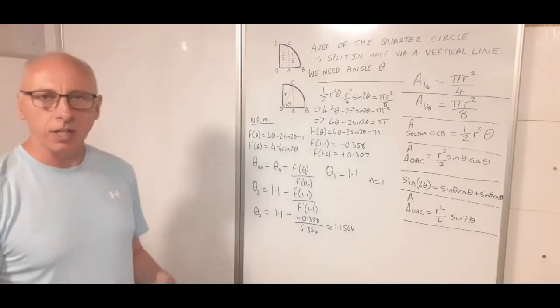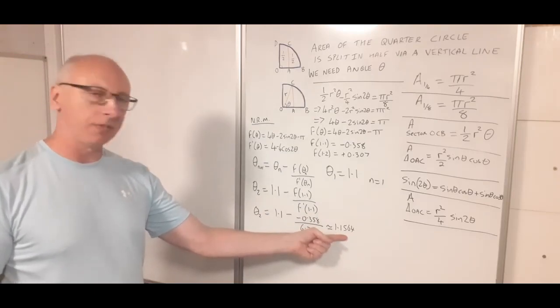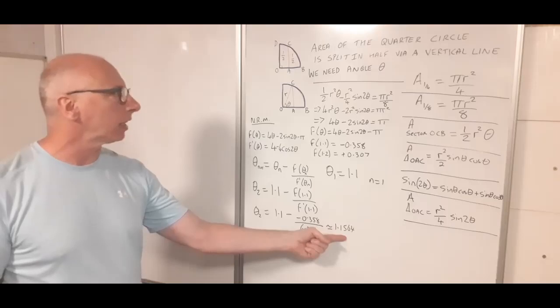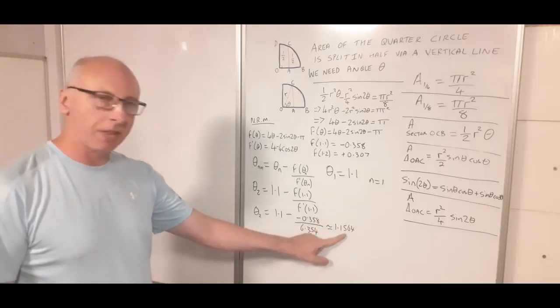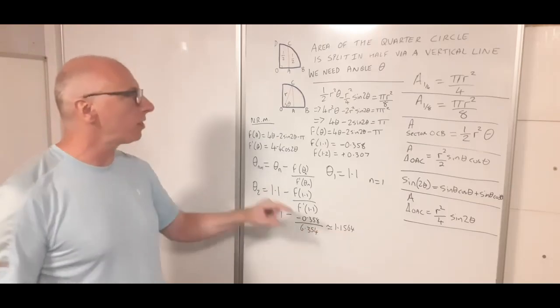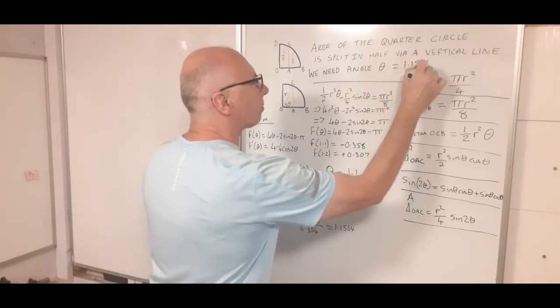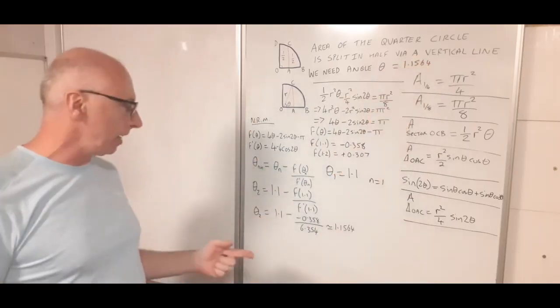You can keep going and keep going, and it will stay quite close to that if you keep trying it on your calculator. So therefore, for the angle theta, I'm just going to offer 1.1564. And then you can keep going with the Newton Raphson method to see if you can get any closer.